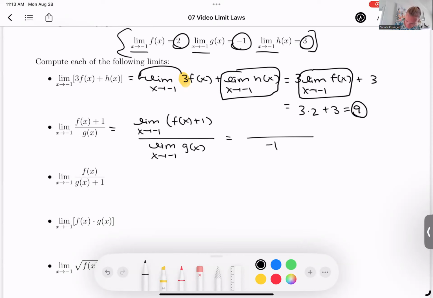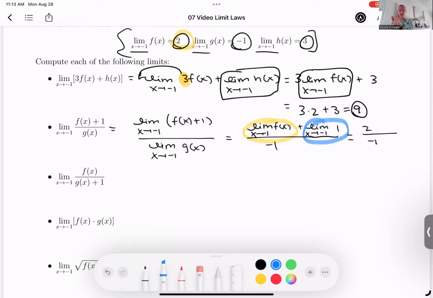So if I break that addition up using limit law number 1, I have the limit as x approaches -1 of f(x) plus the limit as x approaches -1 of 1. So this piece here is 2. And then this piece here, that's where we have a constant all by itself inside of a limit. That's where we use limit law number 6. That tells us I'm just going to get the 1 out. So I get 2 plus 1. So that gives me 3 over -1, which is -3.